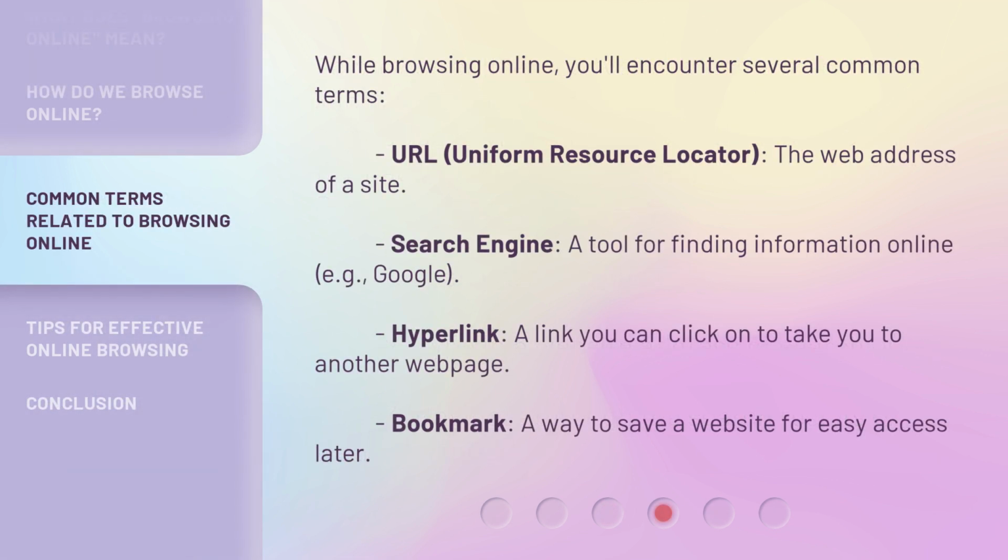While browsing online, you'll encounter several common terms. URL, Uniform Resource Locator, the web address of a site. Search engine, a tool for finding information online, e.g., Google. Hyperlink, a link you can click on to take you to another web page. Bookmark, a way to save a website for easy access later.